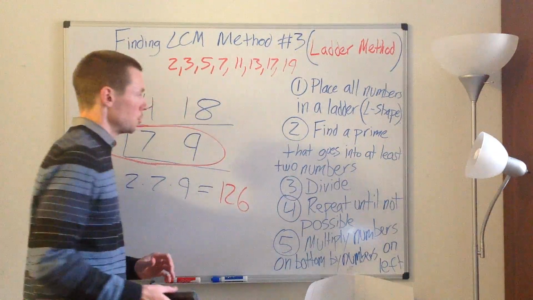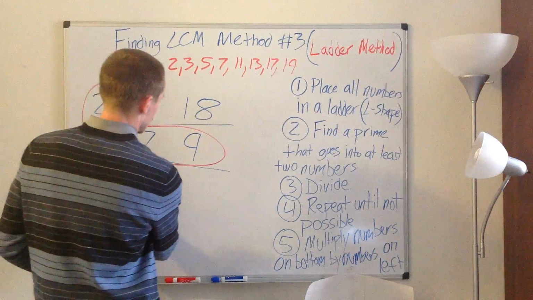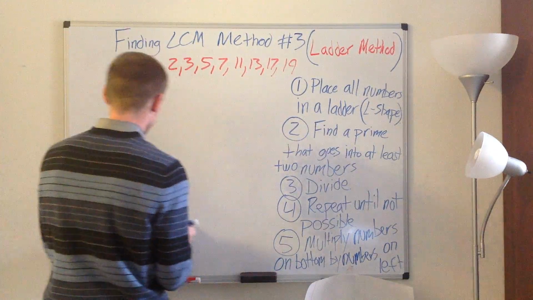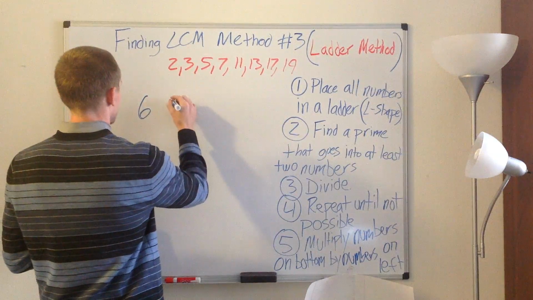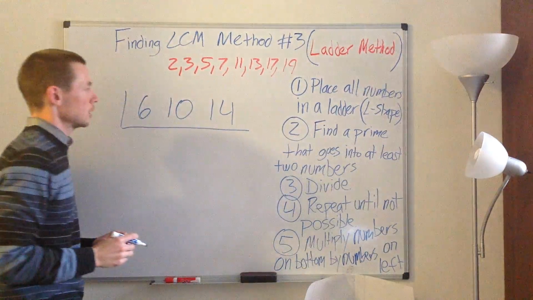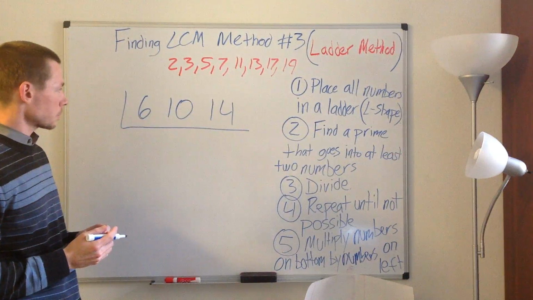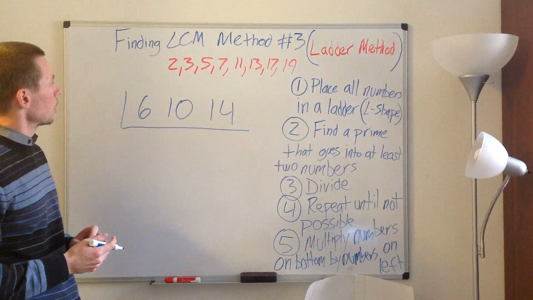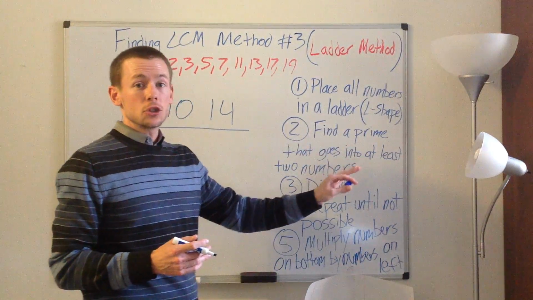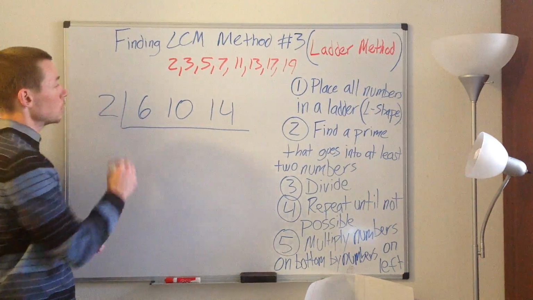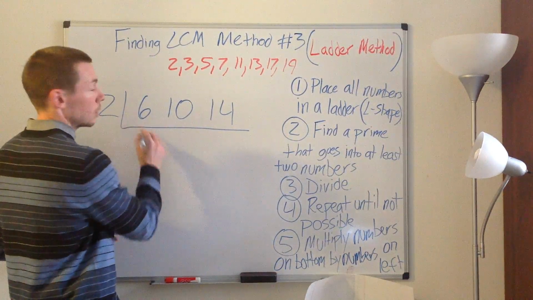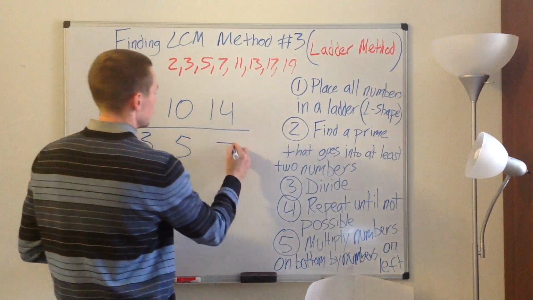So now let me show you an example with 3 numbers. Let's do 6, 10, and 14. Start with 2. Does 2 go into at least 2 of these numbers? Now that we're looking at 3 numbers, we just need it to go into at least 2. Actually, in this case, 2 goes into all 3. It just has to be at least 2. So 2 goes into 6 3 times, 2 goes into 10 5 times, and 2 goes into 14 7 times.